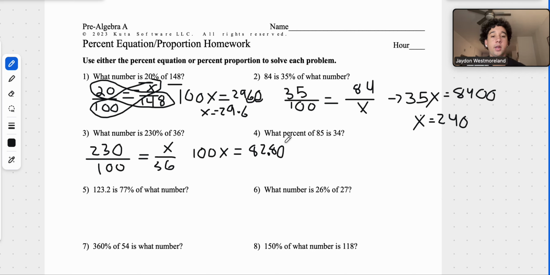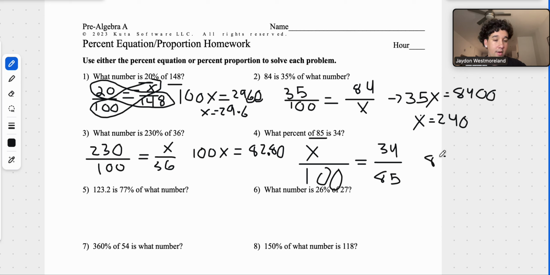Now, final one here. What percent of 85 is 34? Different idea here. Usually we've been given the percent. This one we haven't. So what we're going to do is x over 100. We don't know what the percentage is. That's what we're solving for. Okay. Of 85 instantly tells me that's the total value. Put that in the denominator, 34. And then set this up.